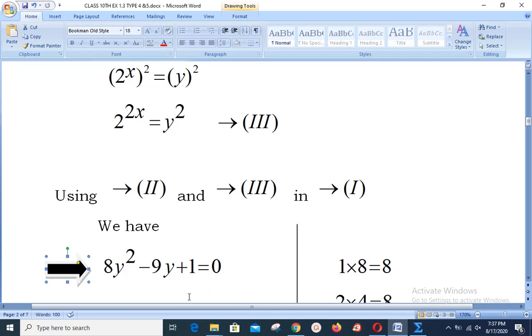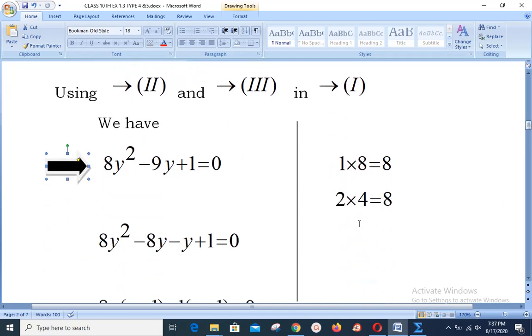What is that? Plus 1 constant number multiplied by 8, that is the coefficient of y square. Multiplying them, the result becomes 8. This is written on the right hand side rough working column. 1 multiplied by 8 gives us 8, and then 2 multiplied by 4 gives us 8. These are the two possible pairs for the factors of number 8. Our demand is minus 9.